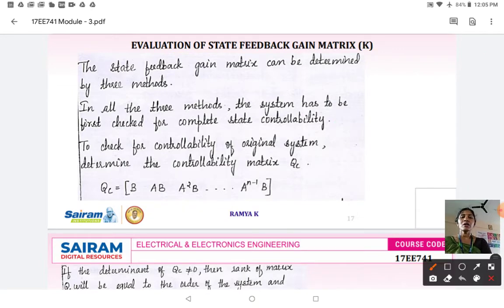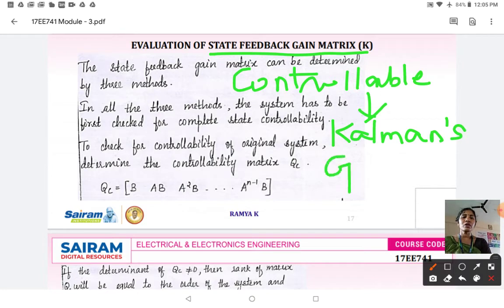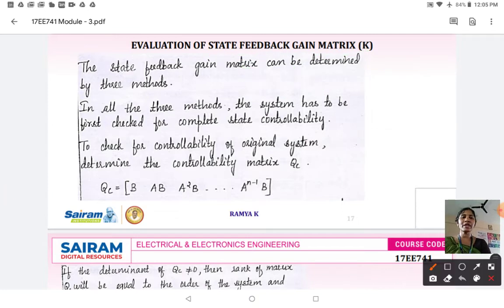Now, to identify the state feedback gain matrix, the first step is to identify whether the system is controllable or not. Controllable or not means I need to find the controllability. To find the controllability, I have 2 tests: one is Kalman's test, another is Gilbert's test. We have already discussed Kalman's test and Gilbert's test.